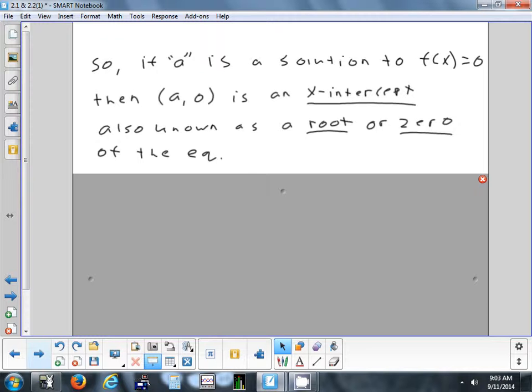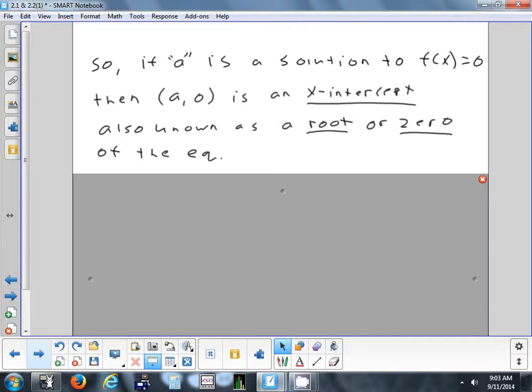So if you find a number that's a solution to the equation f of x equals 0, that number, comma 0, is called an x-intercept, because when you plug it in, you get 0 for y. Another name for it is a root or a 0. Depending on the calculator you're using, you'll see it written differently.